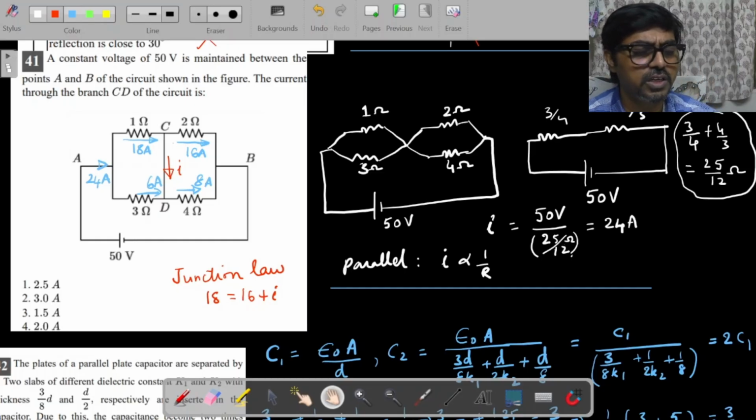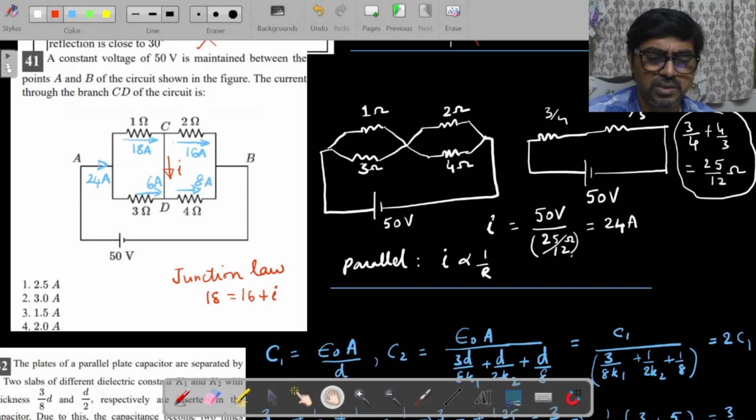A constant voltage of 50 volt is maintained between the points A and B of the circuit shown in the figure. The current in the branch CD of the circuit is... I am going a little faster there because questions are simple only, right. So they are asking you to find the current I there. They have given 50 volt, resistors are given. So I will try to find the R effective first. What I will do is I will just join C and D together because they have the same potential.